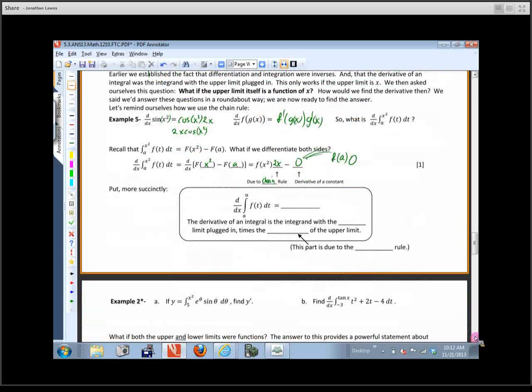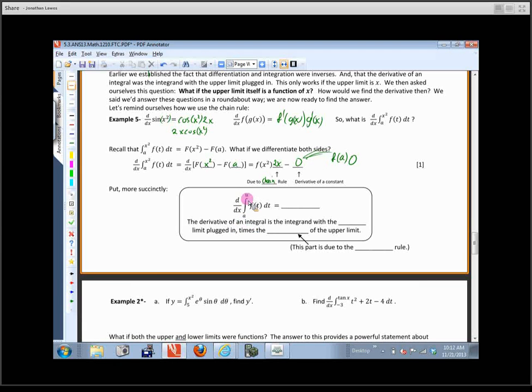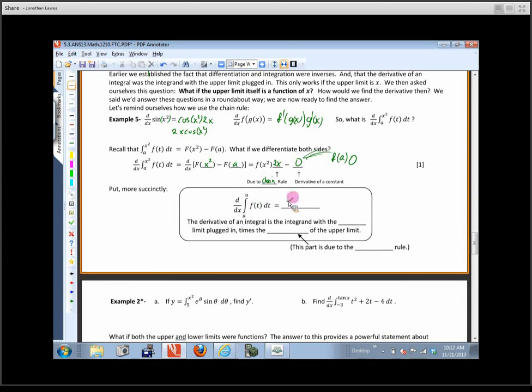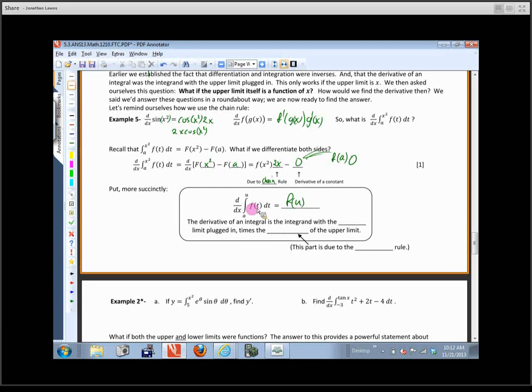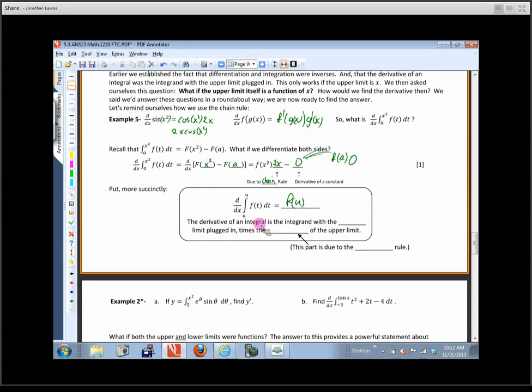So if we were to put a phrase to this, or we were to put notation to this, the derivative with respect to x of the definite integral from a to u, where u is a function of x, is going to be f of u. We're going to take the integrand and plug in the upper limit, and then we're going to times it by the derivative of the upper limit because of the chain rule.